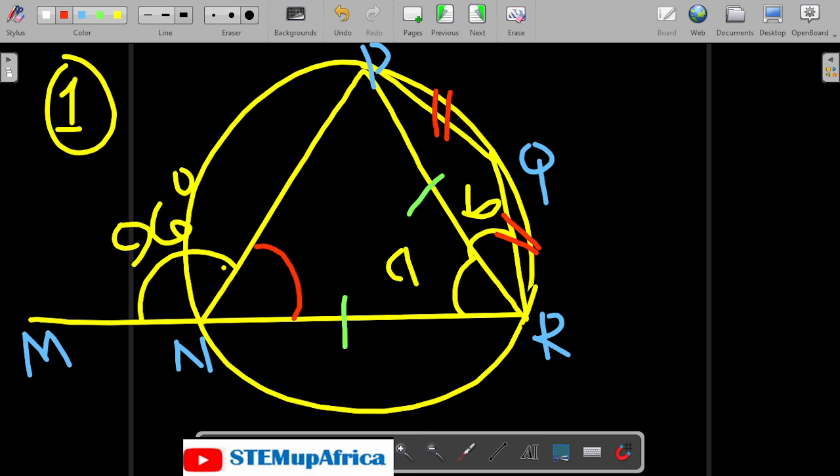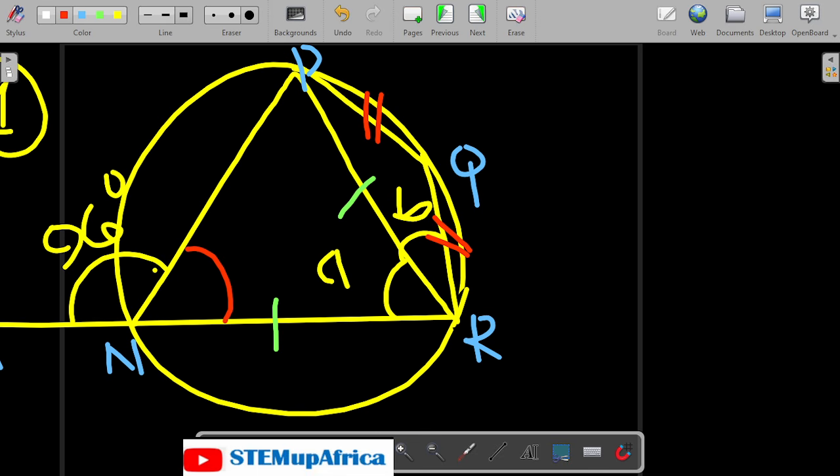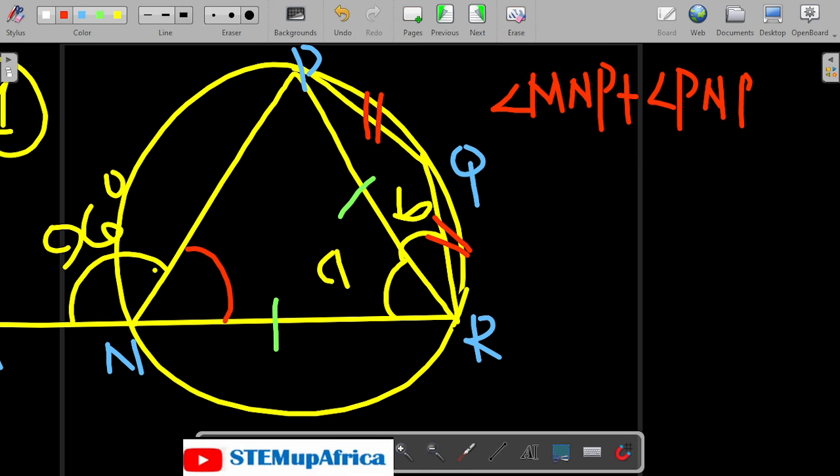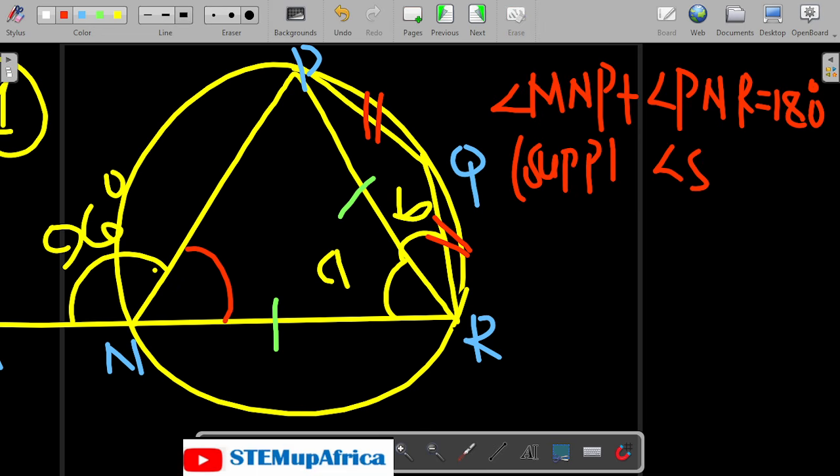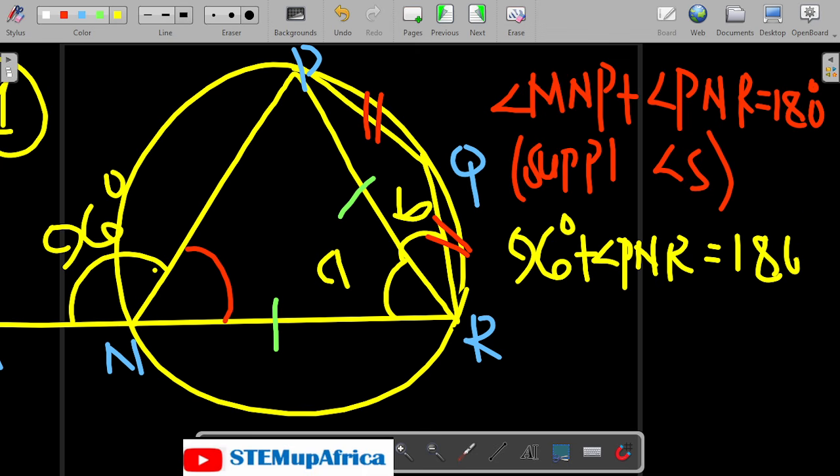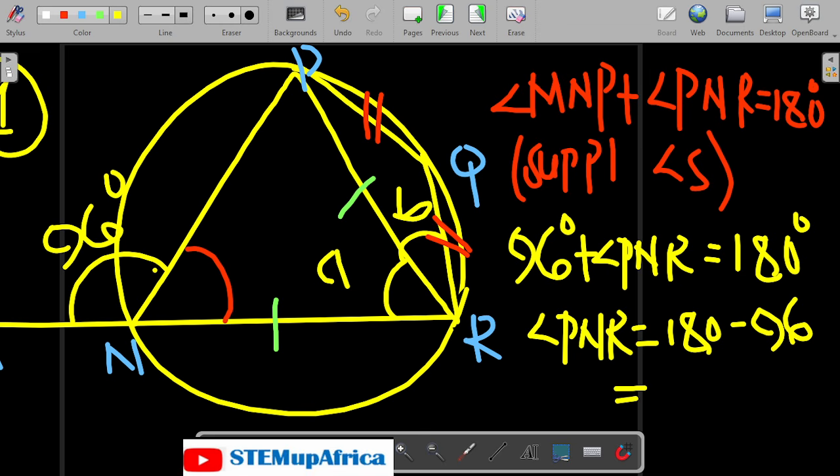First of all, angle MNP and angle PNR are supplementary, because two angles are supplementary if the sum is 180. So we could say angle MNP plus angle PNR is equal to 180 degrees. Reason: they are supplementary angles. MNP is 96 degrees, so 96 plus angle PNR is equal to 180. Angle PNR is 180 minus 96, which gives us 84 degrees. So this angle here is simply 84 degrees.